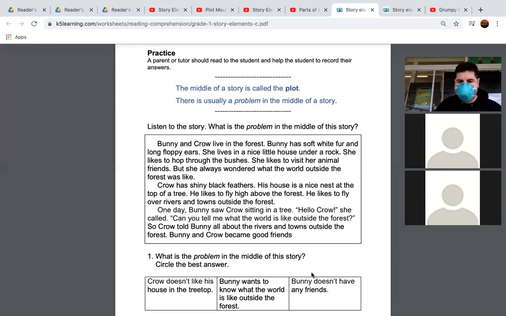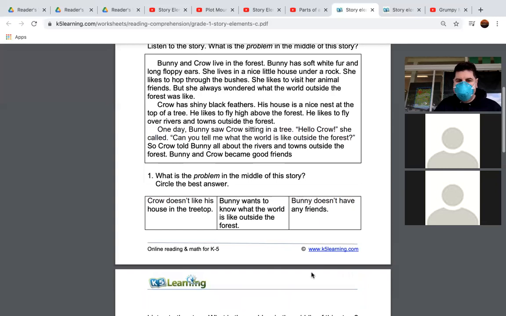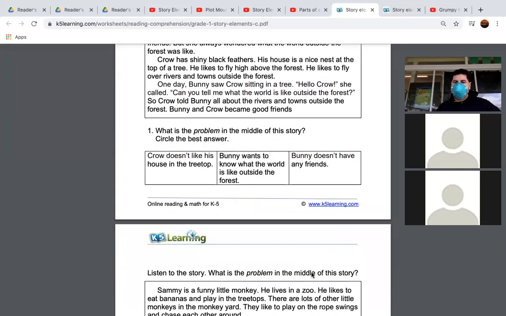Okay, thank you, student 2. Good reading. All right, student 1, first question. What is the problem in the middle of the story? Circle the best answer. Crow doesn't like his house in the treetop. Bunny wants to know what the world is like outside the forest. Bunny doesn't have any friends. What's the problem, student 1? The number 2. Bunny wants to know what the world is like outside the forest.